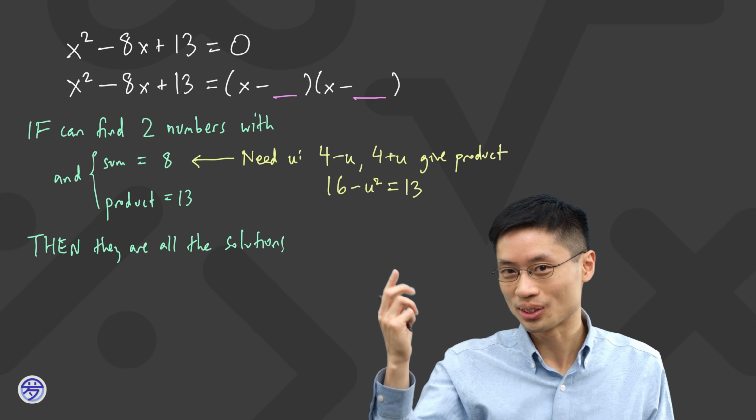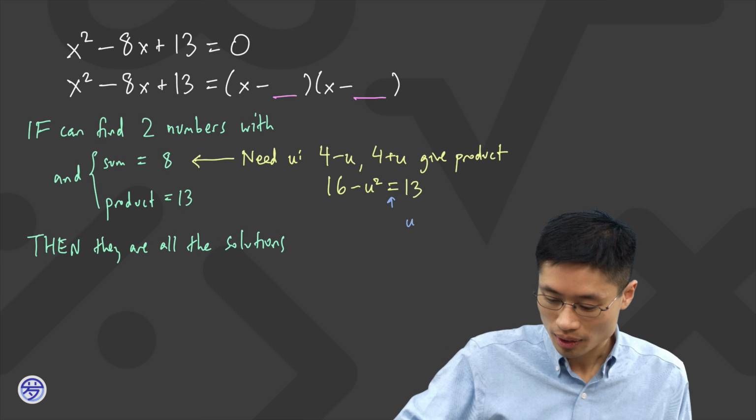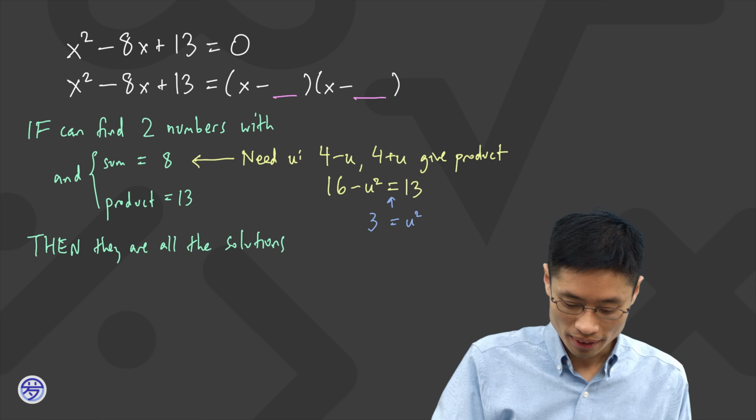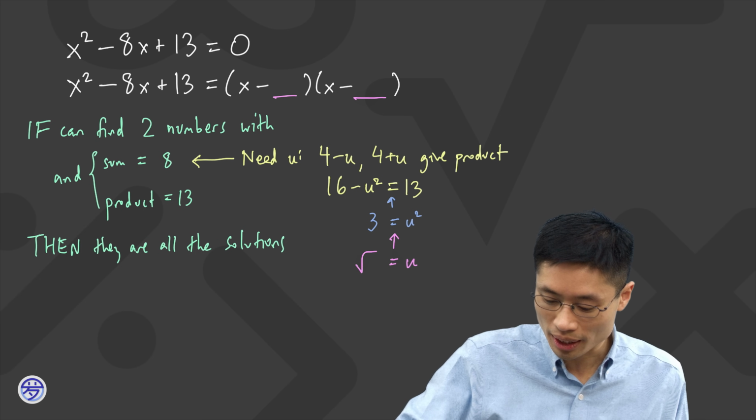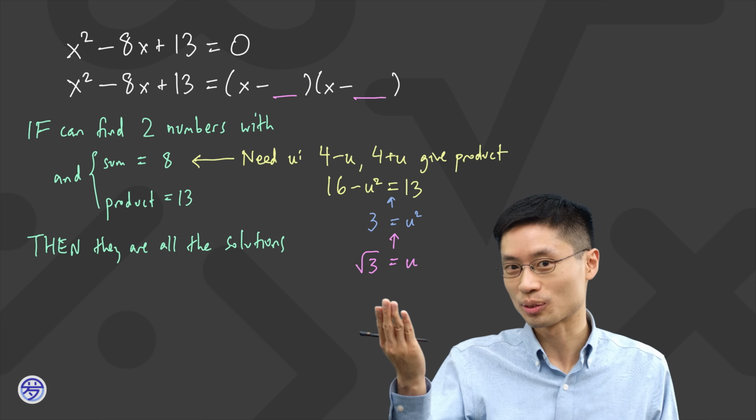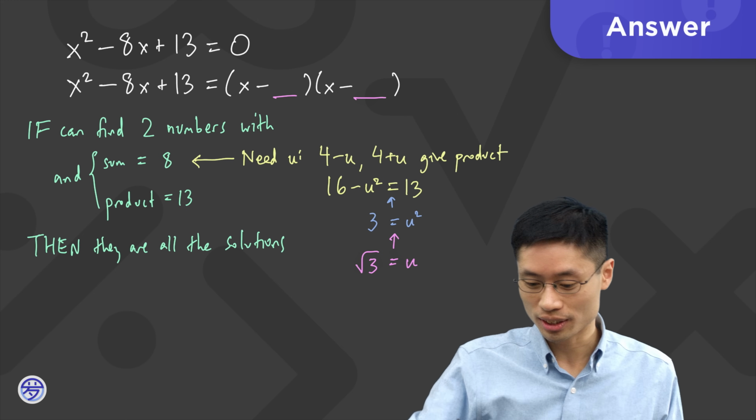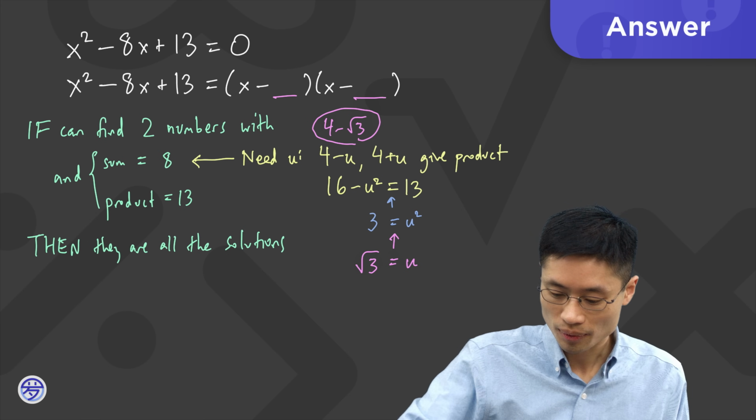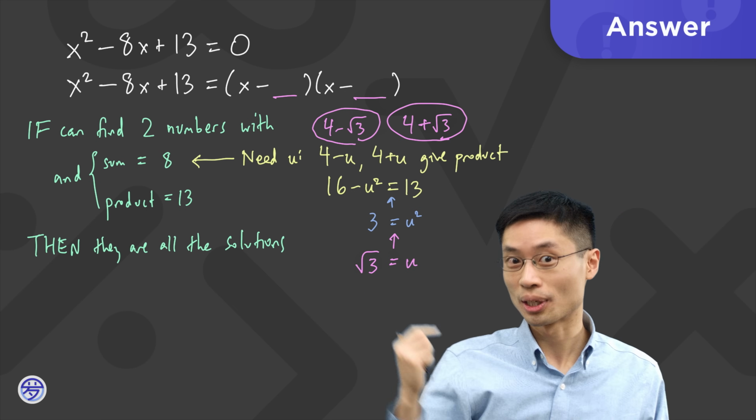Maybe you can see what you should choose. In order to get 16 minus u squared to be 13, I'll be in good shape if u squared is 3. That's 16 minus 13. And for that, I'll be in good shape if I choose u to be positive square root of 3. If I chose u to be negative square root of 3, that would also work. Pulling all the way back up here, this tells me that 4 minus the square root of 3 and 4 plus the square root of 3 are two numbers that would give a sum of 8 and a product of 13.